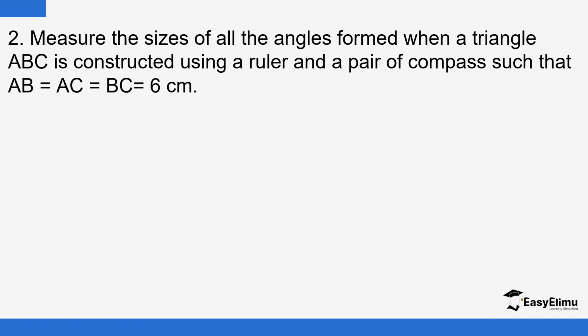Now measure the sizes of all the angles found when a triangle ABC is constructed using a ruler and a pair of compasses, such that all the sides are the same. Of course, each of the interior angles is supposed to be 60 degrees, so it's just a matter of confirming after you have done the construction. Here you want to construct an equilateral triangle of side 6 centimeters. So I'll start with AB. I'll mark A first. So that is A. Then from A to B is 6 centimeters. I measure 6 centimeters.